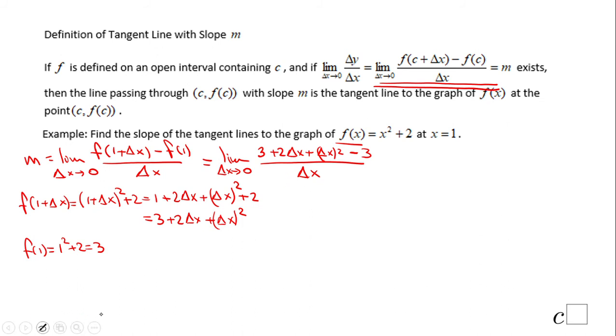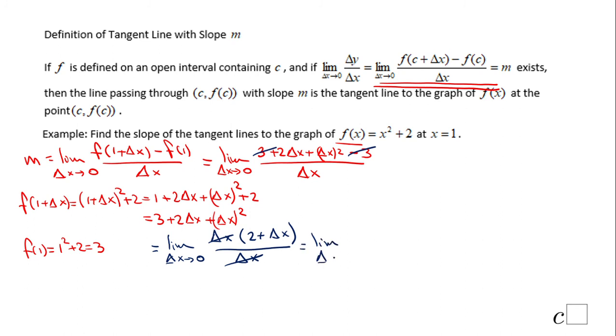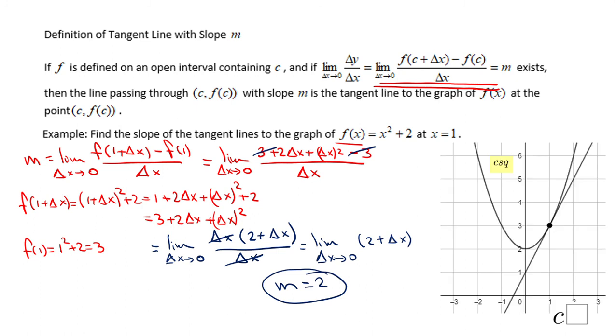And my next thing will be to simplify these. The negative 3 and 3 cancel out. If you take a look, I'm going to move down here, and I'm going to have the limit when delta x approaches 0, and in the numerator I can factor out the delta x, and then I have delta x times 2 plus delta x over delta x, and now the delta x cancels out, and my limit becomes just the limit when delta x approaches 0 of 2 plus delta x, and when delta x approaches 0, we end up with 2. The slope of the tangent line is 2, and you can see that in the picture also. The slope of that tangent line at (1, 3) is 2.